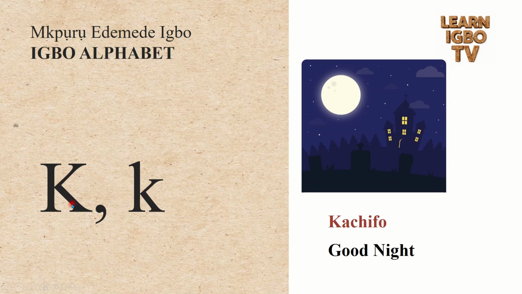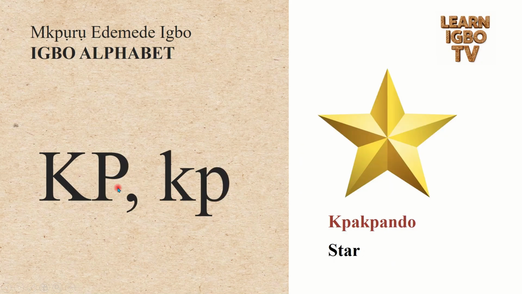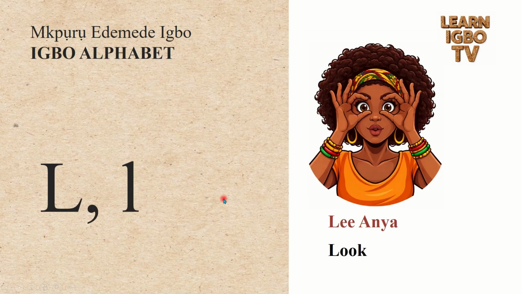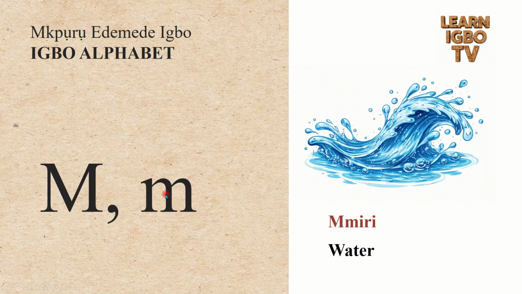K for Kachifo. P for Kpakpando. Kwe for Kwado. Le for Leanya. Me for Mmiri.